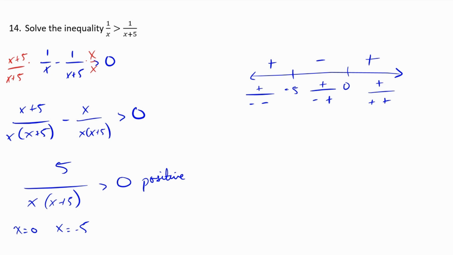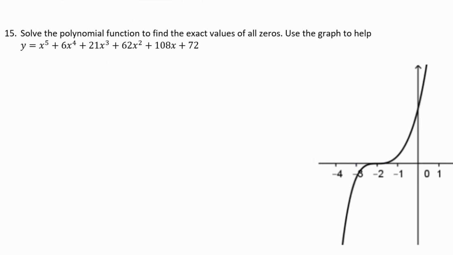And what we see here is that we want to figure out where this is positive. We're going from negative infinity to negative 5, union 0 comma positive infinity. We're just really reading the numbers left to right on a number line. And finally, we want to solve this polynomial function to find the exact values of all zeros. Now I give you guys the graph to help here, but it seems like a pretty large function.